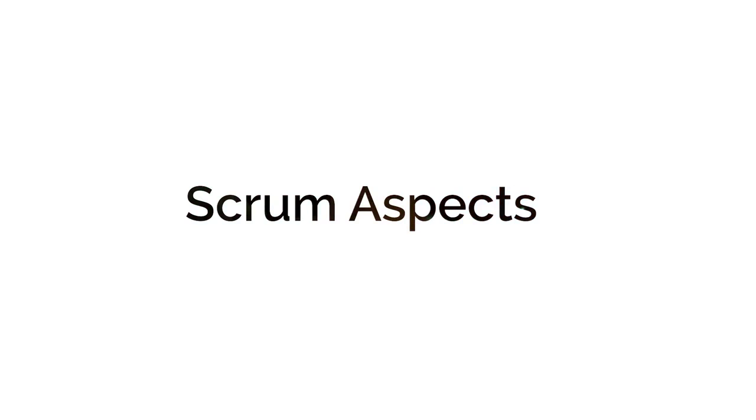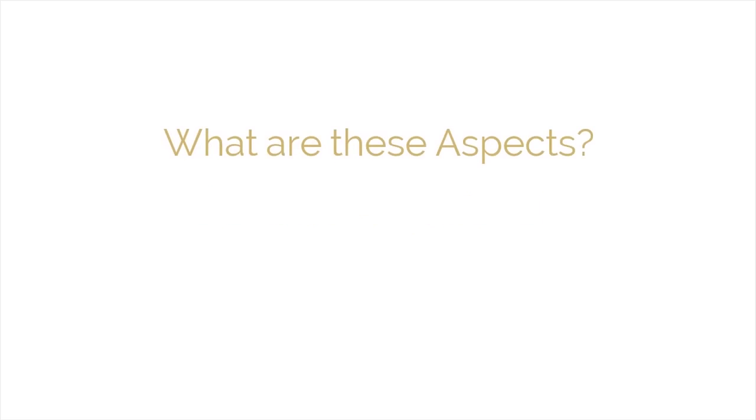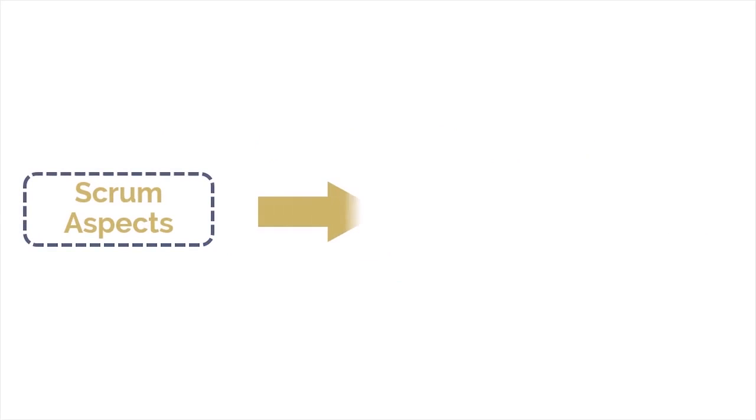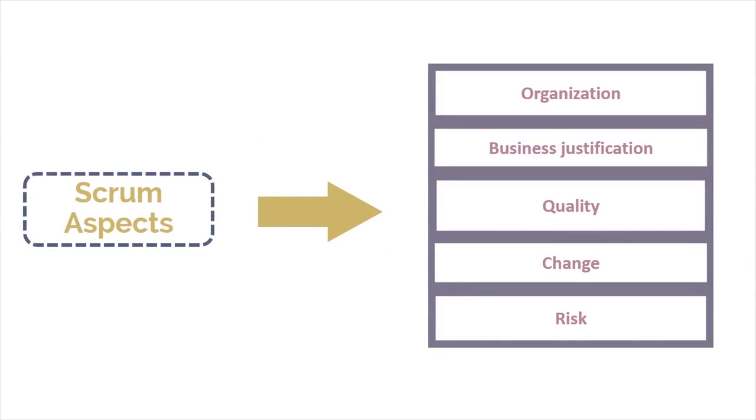Previously, we saw the key principles of Scrum in detail. This module will introduce you to the various aspects of Scrum, which must all be addressed and managed through a Scrum project. The 5 Scrum aspects that we will discuss in this module are organization, business justification, quality, change, and risk. In the SBOT guide, all 5 Scrum aspects are presented in chapters 3 through 7. We will be discussing all of them one by one, but let's first start with the very first aspect, organization.